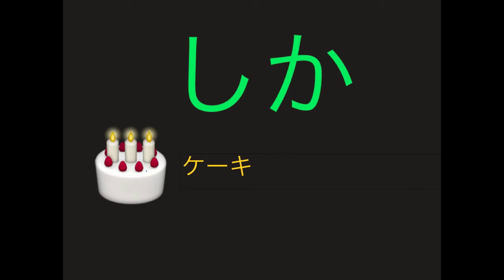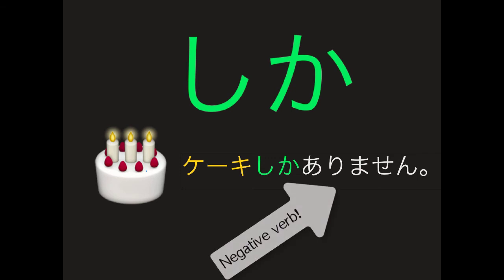So we begin with keiki, and then we're going to use the alternative word for only, shika. So keiki, shika. Now the difficult part of using shika is that you have to use it with a negative verb. So instead of saying keiki shika arimasu, you have to say keiki shika arimasen. And it's more like saying, rather than we only have something, it's like we don't have anything else but cake. It still means only, but it's expressed in a negative way.